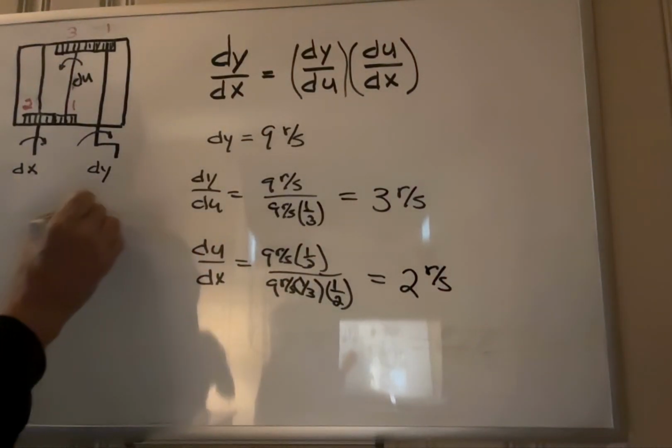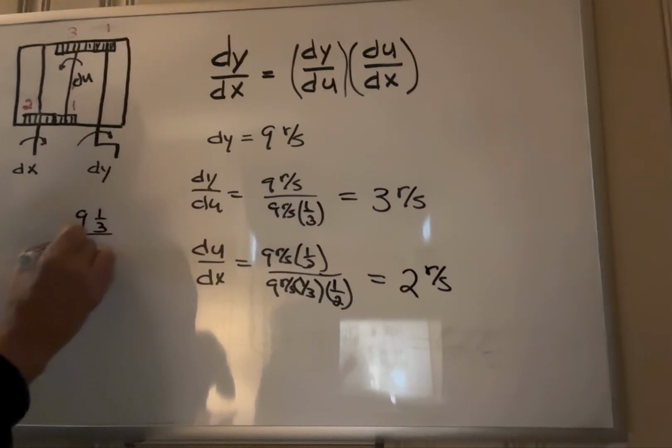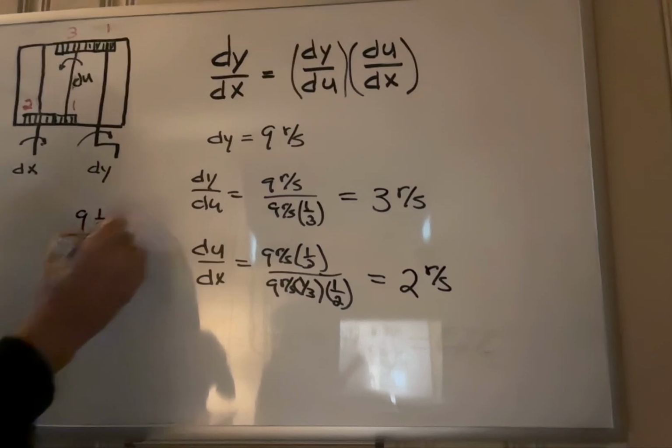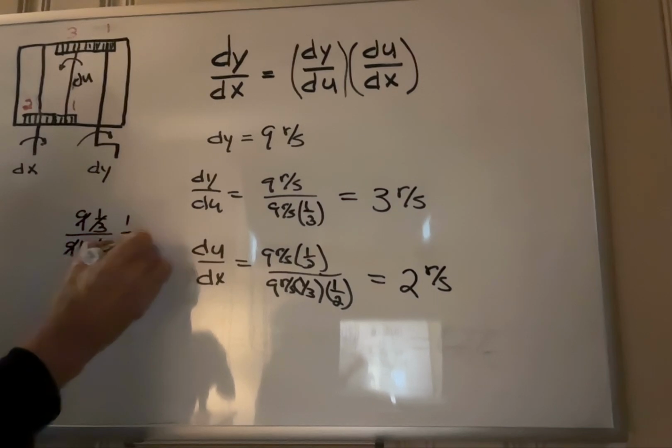How did I do that? Well, let's look at that. 9 times 1/3 divided by 9 times 1/3 times 1/2. My 9s are going to cancel. My 3rds are going to cancel. This is going to be 1 over 1/2, which is equal to 2.